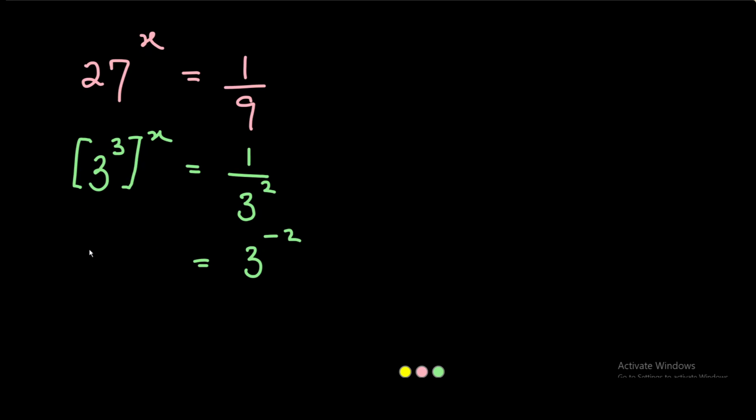And on the other side, on the left, it's going to be 3 to the power of 3 multiplied by x, that's 3x. Again, you can see what happens here. We have the same base 3 and 3, and they can cancel out. So what we have left is the power 3x is equal to minus 2. And obviously, from here, you can find that the value for x is going to be minus 2 over 3.